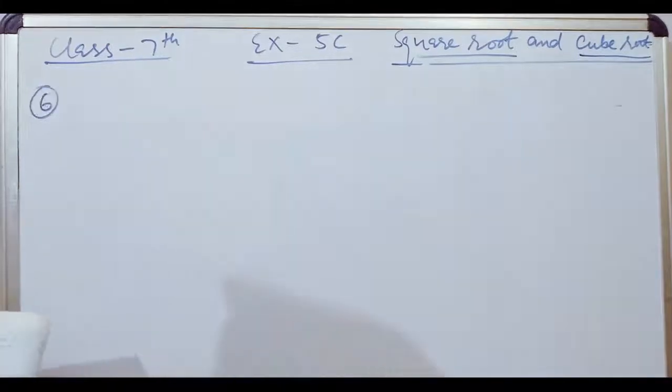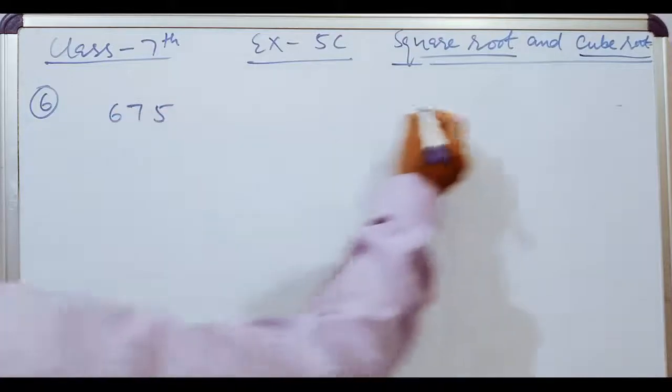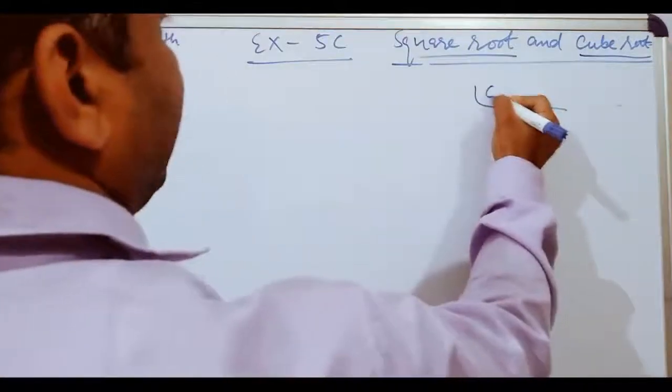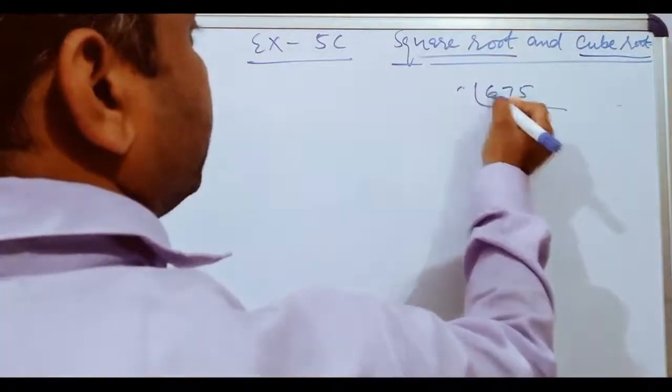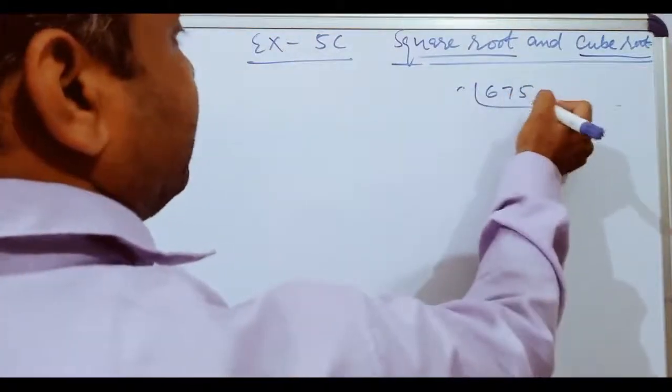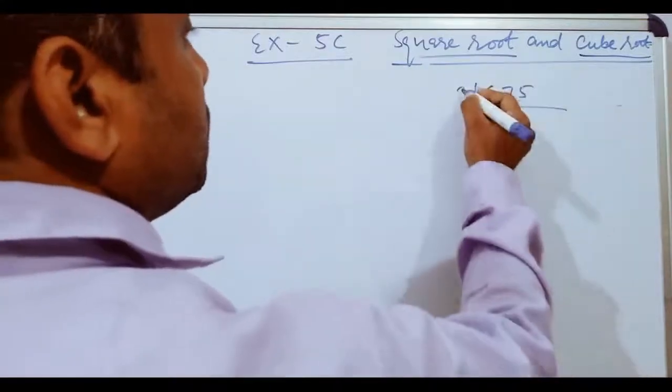Okay. Find the smallest number by which 675 should be multiplied so that the product is a perfect cube. Find the cube root of the perfect cube so obtained. 675. So we have to factorize. By 2, it can't be divided.